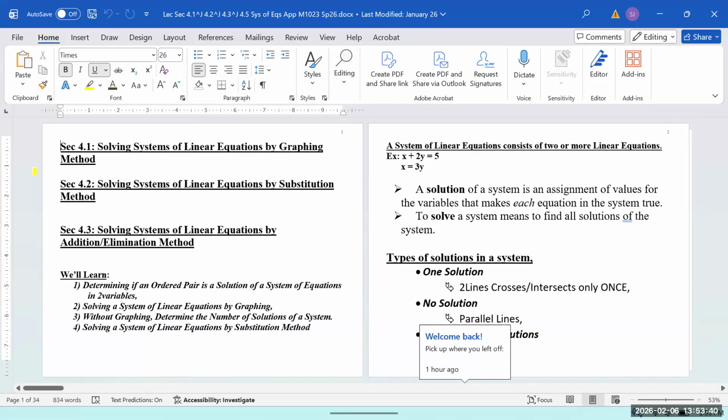Okay, chapter 4. In chapter 4, instead of using one line, we are going to use 2 lines.